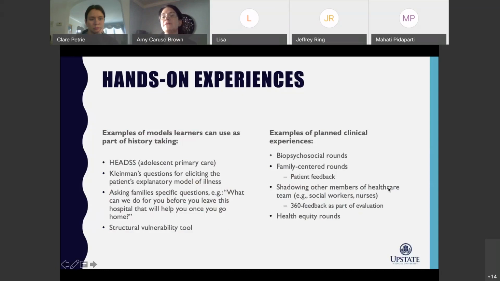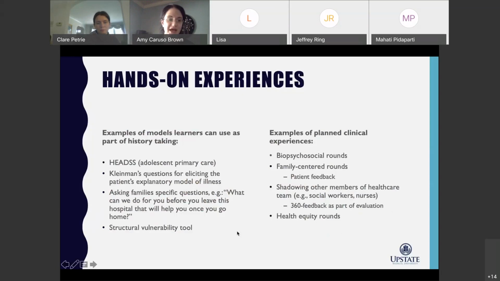And then some had planned clinical experiences, so biopsychosocial rounds, using family-centered rounds. Some rotations had intentional shadowing with other members of the healthcare team, then getting 360-degree feedback of the student as part of the evaluation. And then some were using a health equity rounds model.